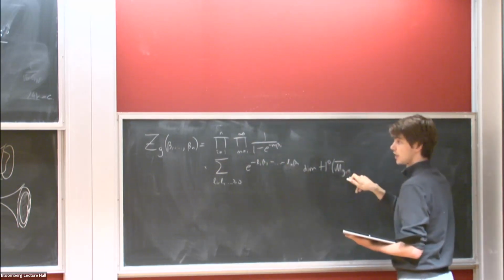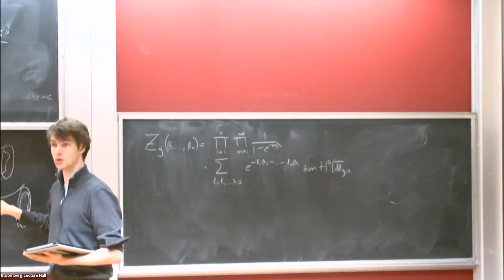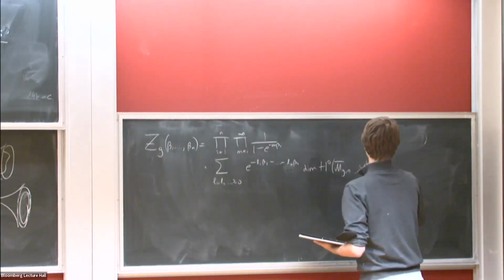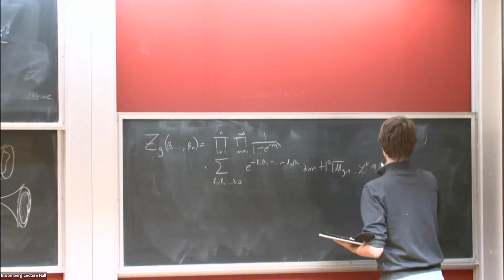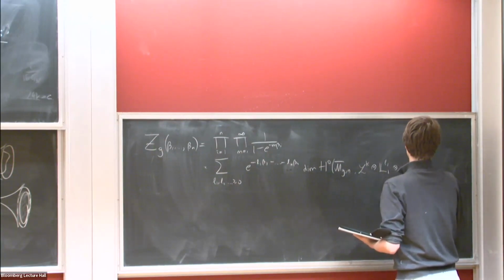Now it's on MGN because the fixed point set is isomorphic to MGN. In this case, it will be M11 because there's one fixed point. And then the line bundle is slightly modified. So it's LK, but then tensored together with other line bundles. We call them double L.